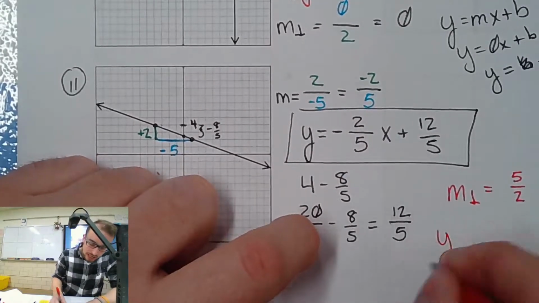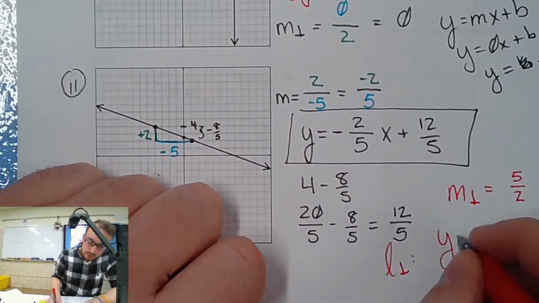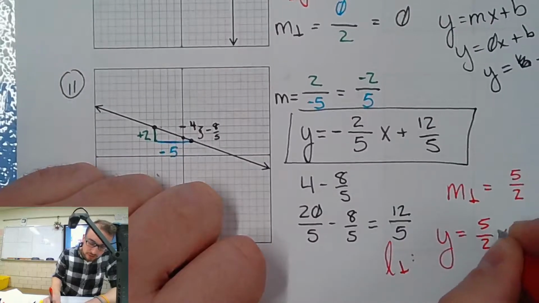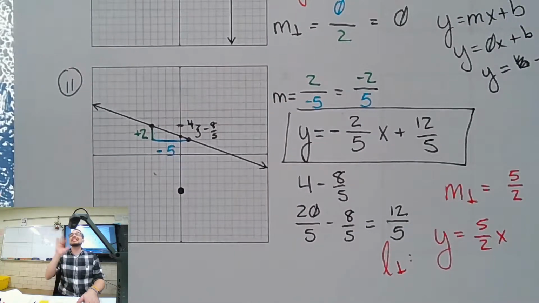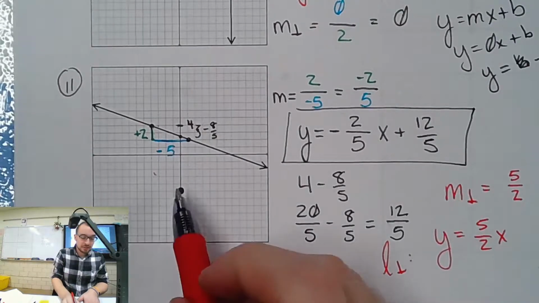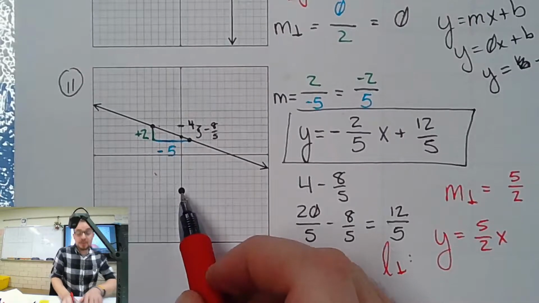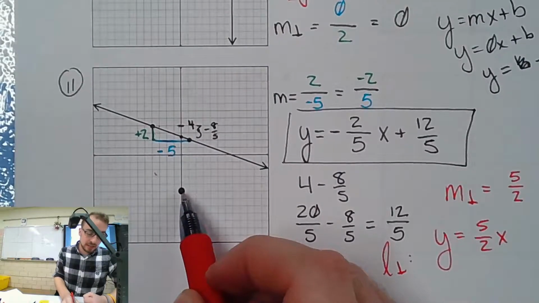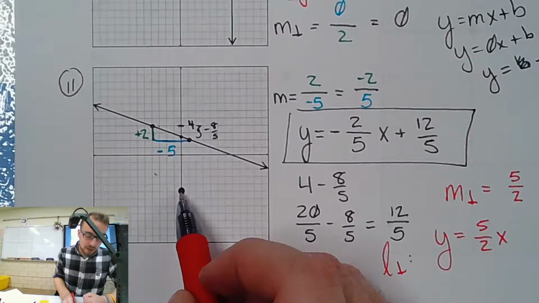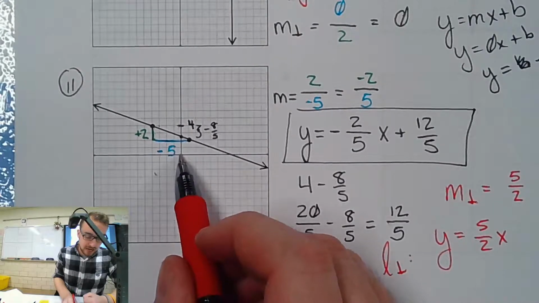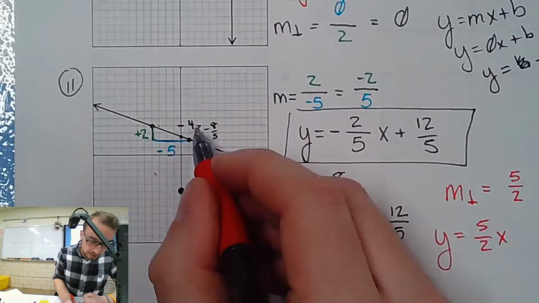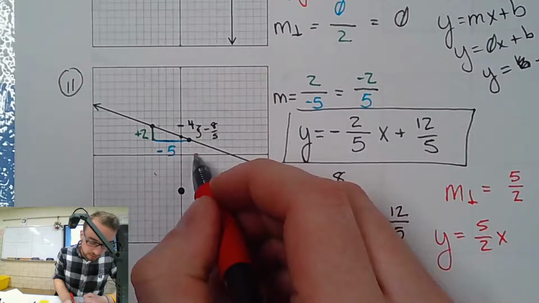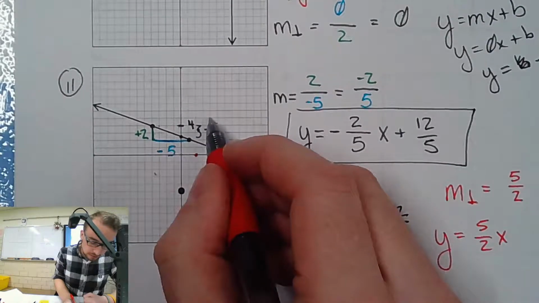So we know our perpendicular line is going to be y equals 5 halves x. Don't lose your x's. And now we need to figure out where the y-intercept is. This is not hard. This is the easier part. Here's the point they want us to go through. So I'm going to start there and use my slope to find another point and then draw my line. I go up 5 over 2. I'm going to do it again. Up 5 over 2. Here we are.